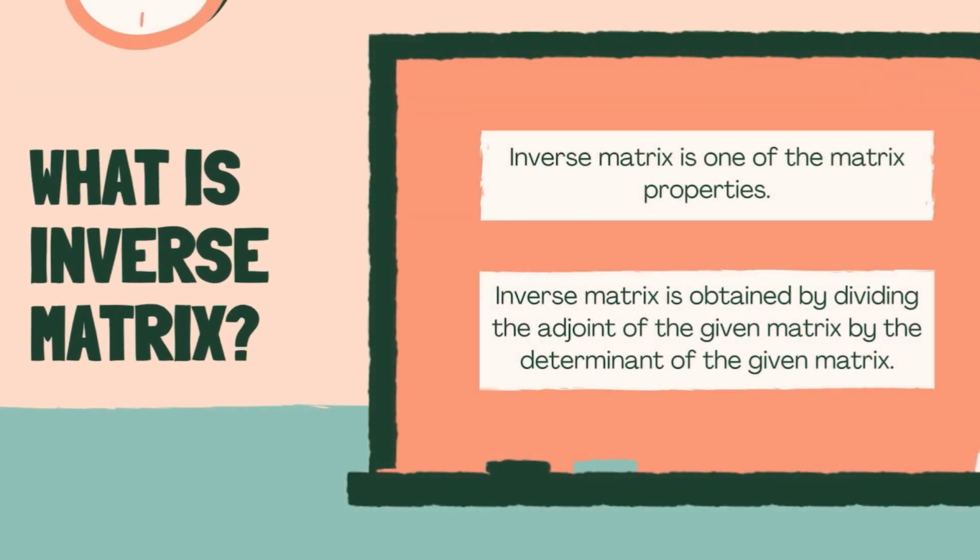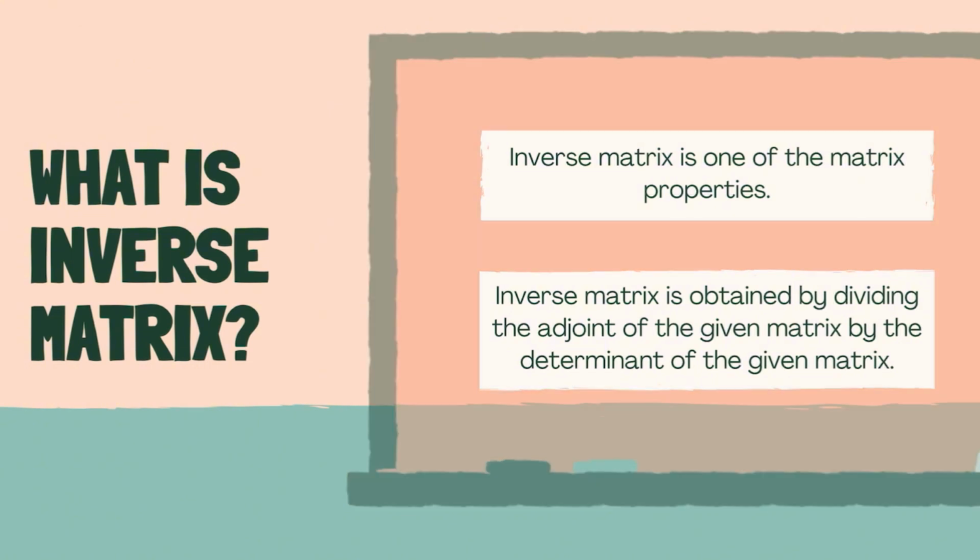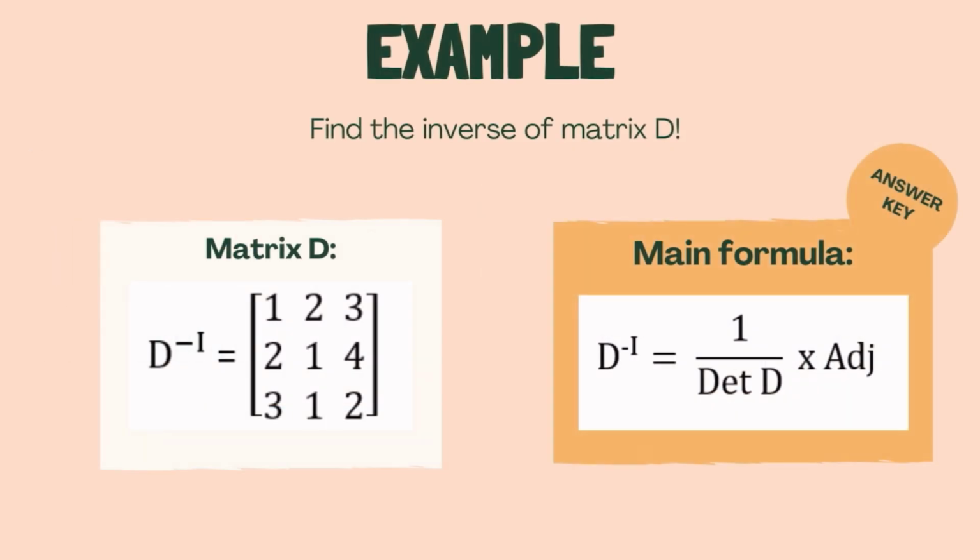So, first of all, what is inverse matrix? Inverse matrix is one of the matrix properties. It is obtained by dividing the adjoint of the given matrix by the determinant of the given matrix. For example, find the inverse of matrix D. And here you can see matrix D, and I have put the main formula so it's easy for you to find the inverse of it.